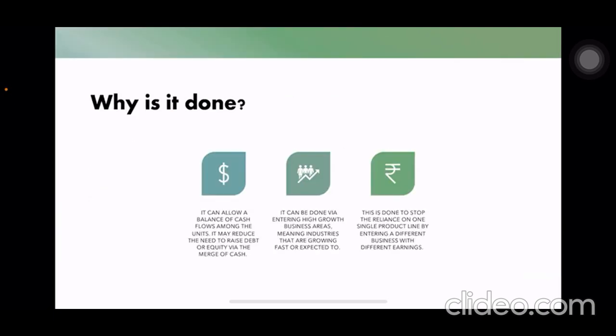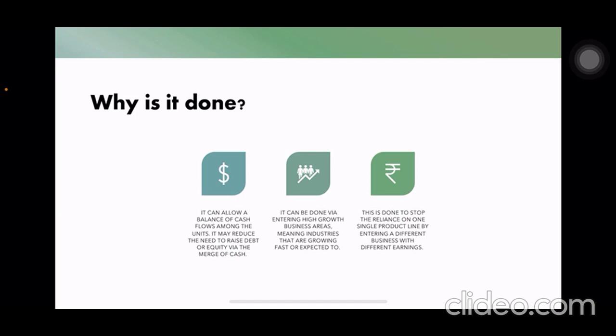Why is it done? To manage allocated cash flow. It can allow a balance of cash flows among the units. It may reduce the need to raise debt or equity beyond the merger of cash. Entering a business with high prospects. It can be done via entering high growth business areas, meaning industries that are growing fast or expected to.